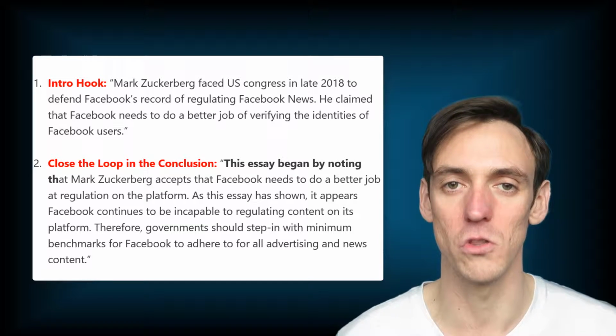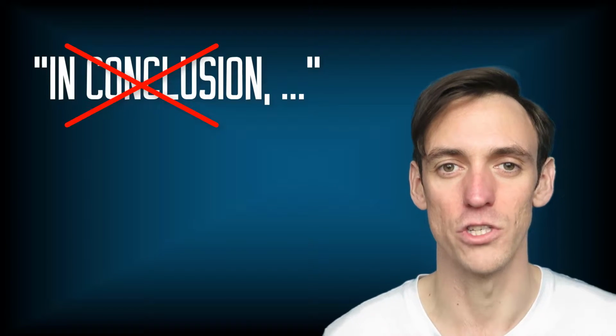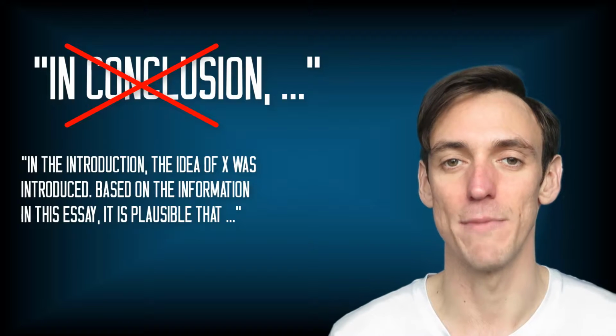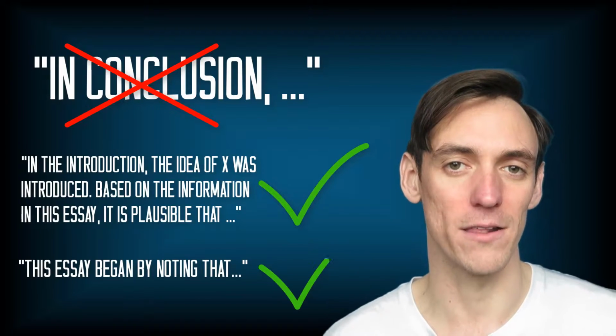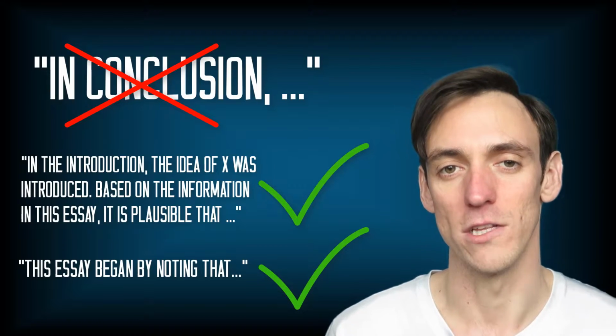So have a go at the close the loop method next time you write a conclusion. Another really nice thing about the close the loop method is it means you can start, instead of with "in conclusion," which is a very cliche way of starting a conclusion, with "in the introduction, this was mentioned," and now let's talk about it a little bit more with a little bit more depth of knowledge now that we've got a whole lot of knowledge from the body of the piece.